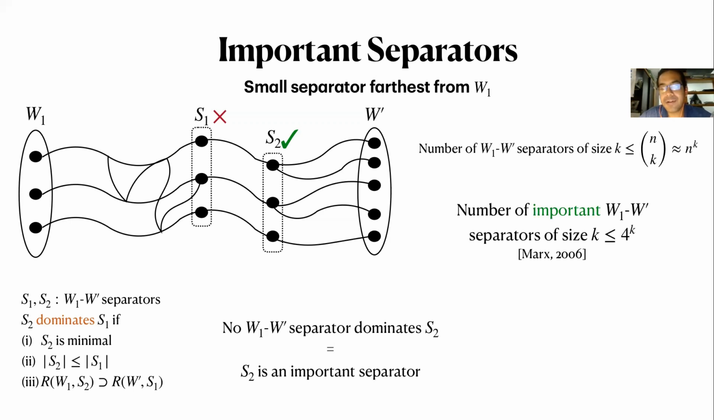If we had to count every W1-W' separator, it would have been bounded by n choose K, which is n to the power K. But the number of important W1-W' separators of size at most K is bounded by 4 to the power K. I am not going into the details of how this comes about. If you are interested, you can look at Marx 2006. This paper, I think, was published in SODA.